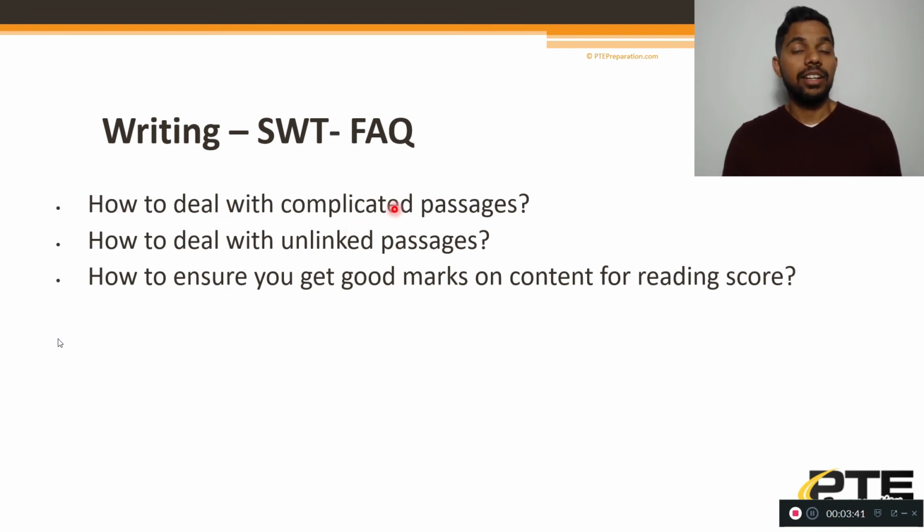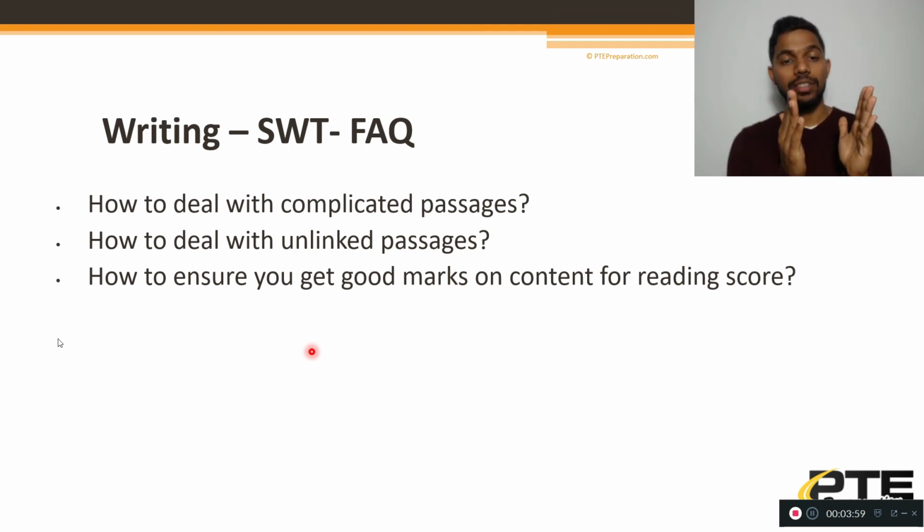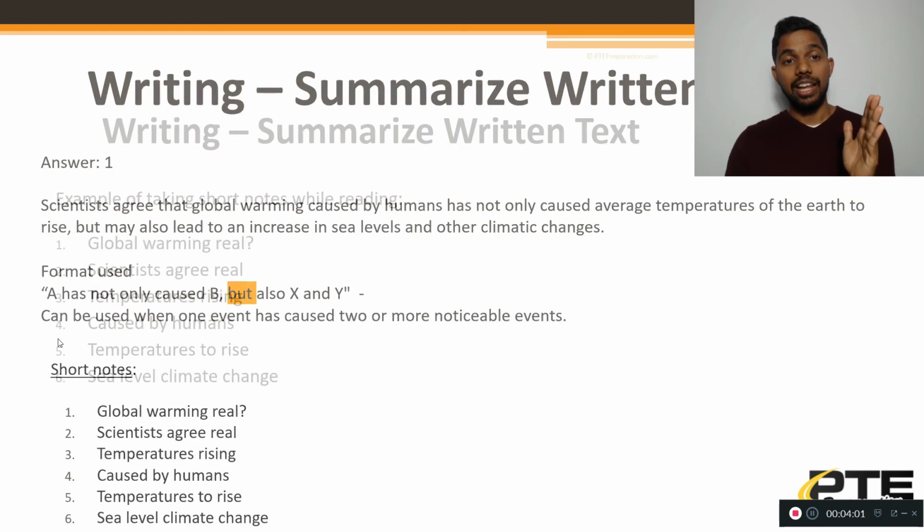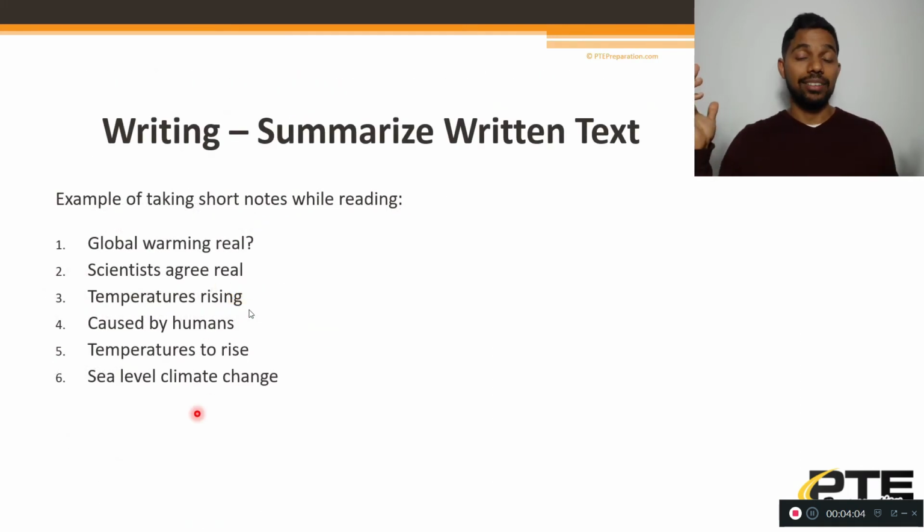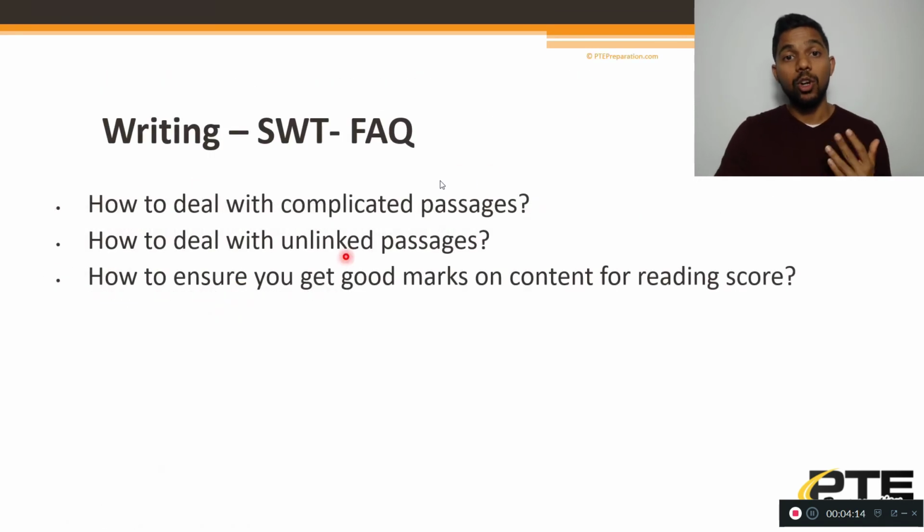Summarize written text, frequently asked questions: how to deal with complicated passages. Whether you have a complicated passage or a simple passage, you can still follow the same approach that I've talked about, where you're going through it, highlighting what you think is the important point for each sentence or each set of 2 or 3 sentences, and then you are working with a smaller set of data to summarize instead of a huge passage that's really complicated. So going through this process can help you make a complex passage simple because you're condensing it really well. If you get a complicated passage, this method works even better.